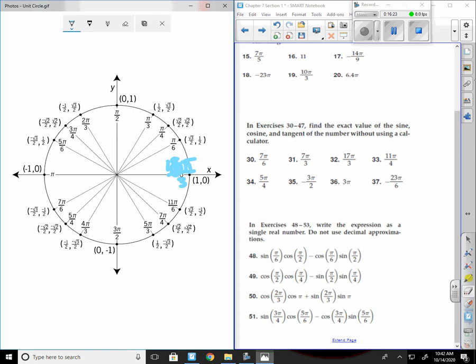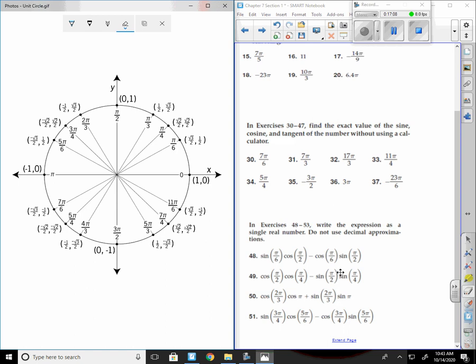So the better way to do this would be to look for one smaller than that. If I look for one that's smaller than 17 pi over 3, that would be 12 pi over 3. Subtract 12 pi over 3 from 17 pi over 3, leaves me 5 pi over 3. Cosine's 1/2. Sine is negative root 3 over 2. Gives me negative root 3 over 2 times 2, which is just negative root 3. This process would just take some getting used to. You just have to work with it. Have to keep practicing on it. You'll get there eventually.